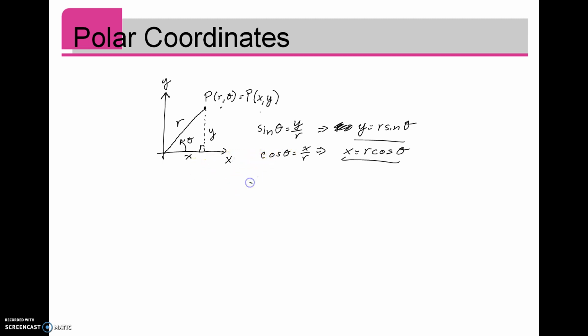Pythagorean theorem going the other way, r squared is just going to be equal to x squared plus y squared. And to get our theta, we know tangent theta is equal to y over x, so you can get theta by the inverse tan of y over x.